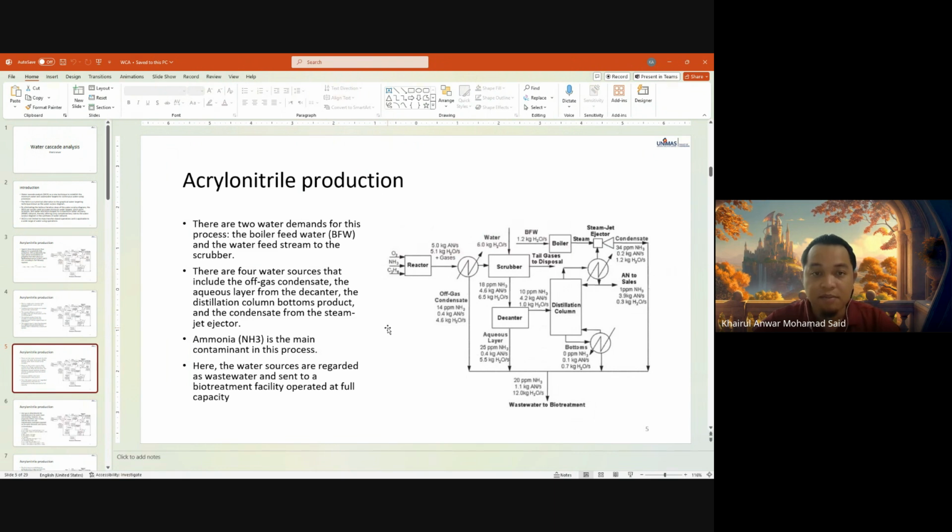In this case, for this production, ammonia is the main contaminant. Here, the water sources are regarded as wastewater and sent to a biotreatment facility at full capacity.